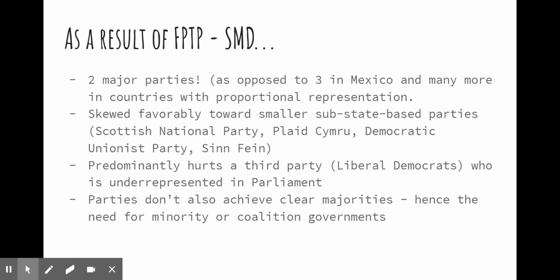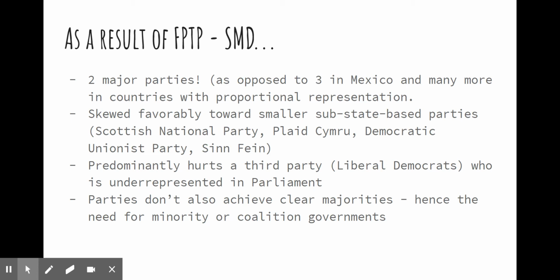So to think about this from an electoral point of view, as a result of first-past-the-post single-member district, or at least the system that they have, I would say the UK has two major political parties, being the Conservative Party and the Labour Party. So we've talked a little bit before about how single-member district first-past-the-post systems tend to create two large parties.